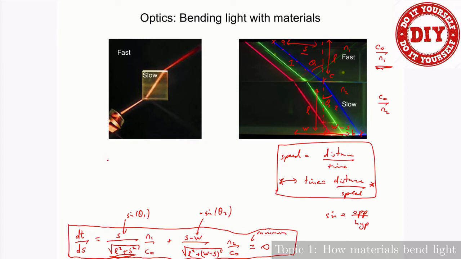So what this equation says is that sine theta 1 times n1 divided by c0, minus sine theta 2 times n2 divided by c0, is 0. And that is the equation for the quickest path from A to B. Let's cancel the c0's, common to both. Move the sine theta 2 n2 over to the other side. And you've got n1 sine theta 1 equals n2 sine theta 2.